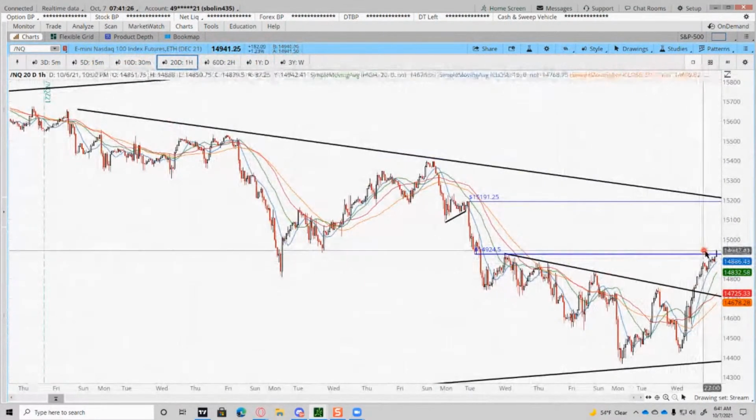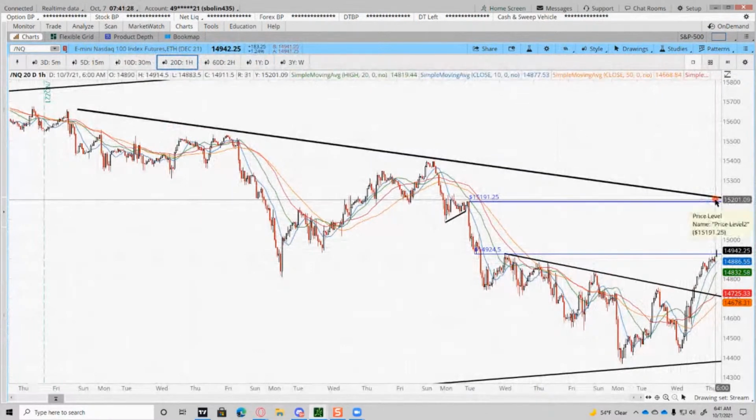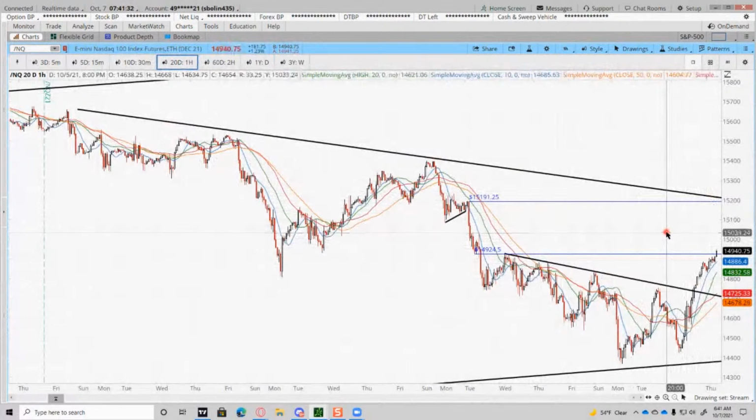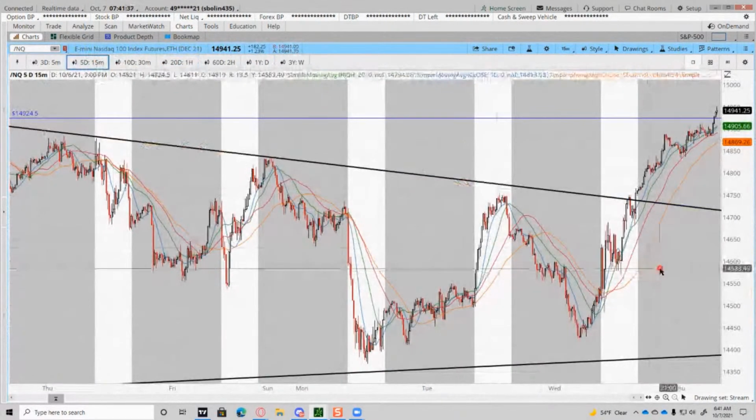It is unlikely that we will hit these lines today. That's a tremendous move on top of what we already have moved, right? So it's unrealistic to believe that we're going to make that distance today. However, we're only up 1.25%.